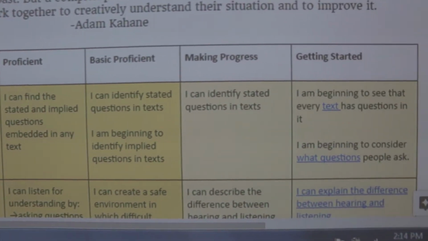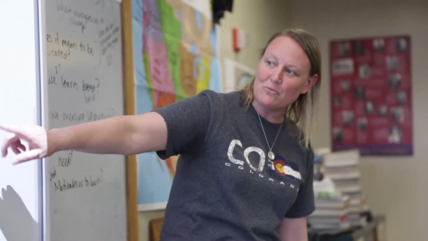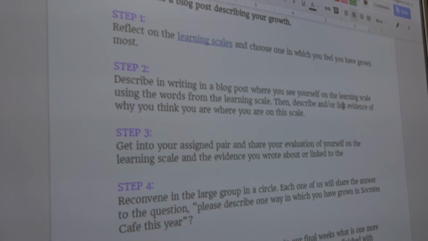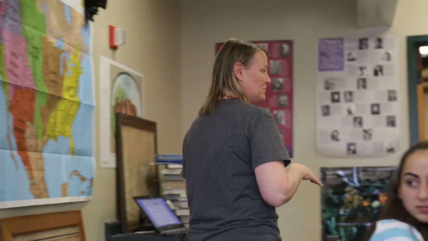And we were getting so much better at teaching all of the tiny little steps. Link evidence of why you're thinking where you are. Okay, so find evidence, and if you can't find it, you can ask, what are you using for evidence? Or you can call one of us over, okay? Step 3, you're going to get into an assigned pair, and we're going to do this to just mix people up. We'll do it by number after, to talk about how did you evaluate yourself, which one did you use, and then what did you use for evidence? And then the last piece is reconvening in the large group and sharing a little bit about, please describe one way in which you've grown in Socrates Cafe this year, okay?